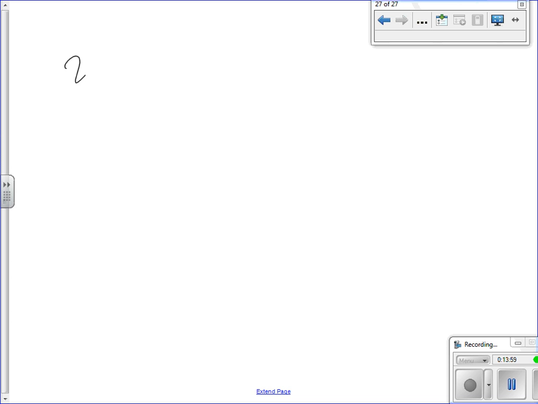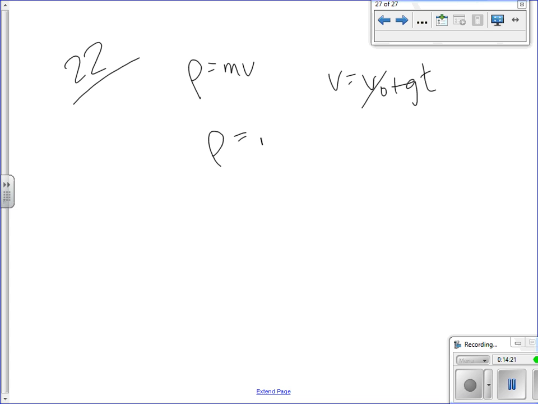22. Objective: what's its momentum? After time T, momentum is mv. So the question is, how fast is it going after time T? Drops from rest, V is g times T. Well, that would be C. Check.